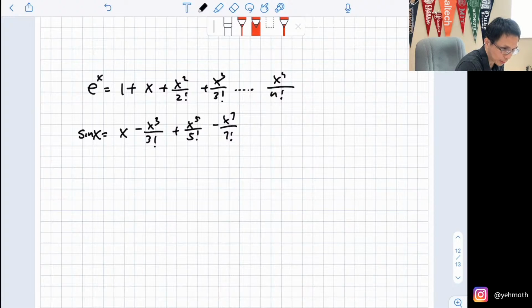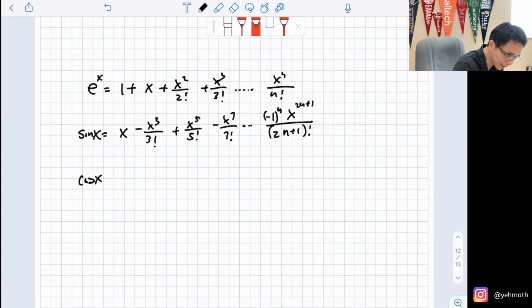This is the popular one, sin of x. You do need to know it for the AP exam, and I don't believe they give it to you. I could be wrong because I only see a few tests. But this is dot dot dot to the 2n plus 1. We have developed this before.